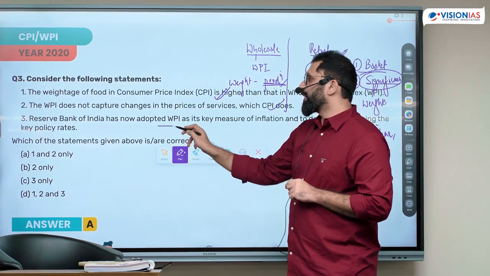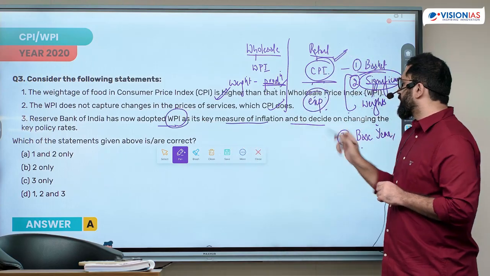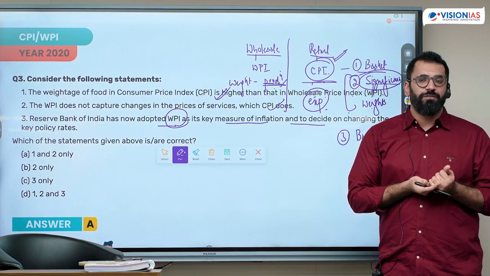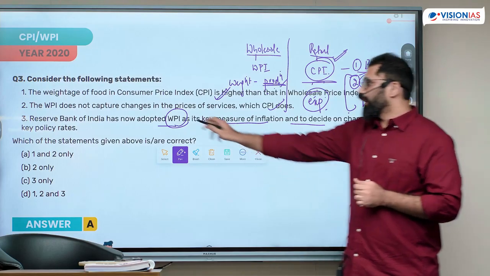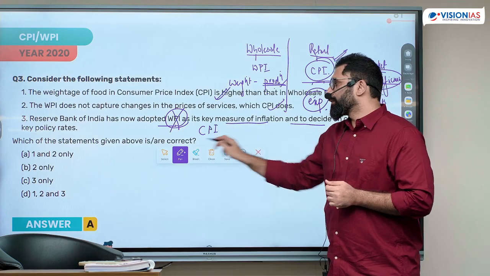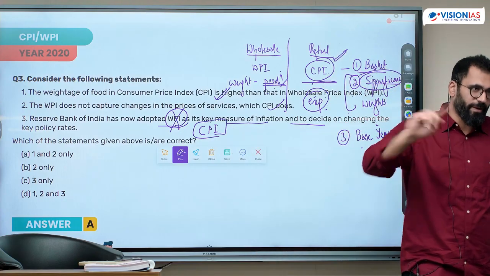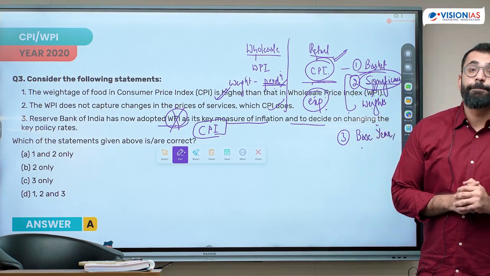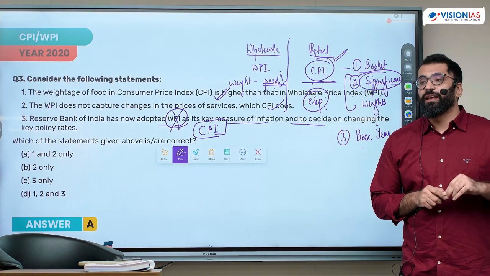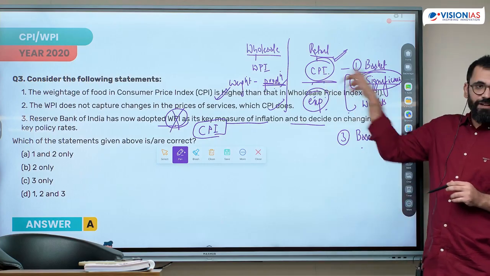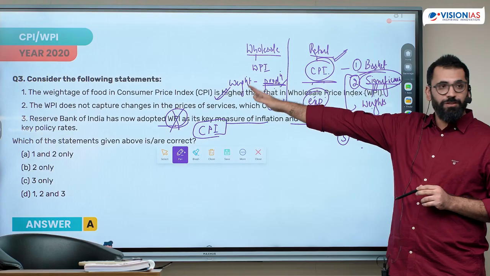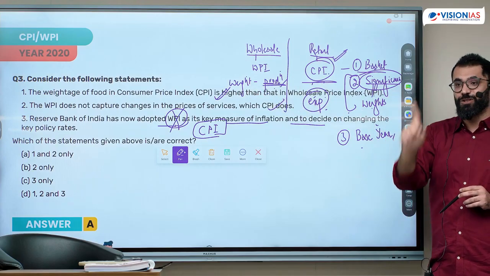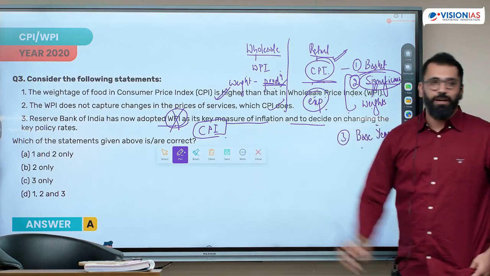This is correct. Reserve Bank of India has now adopted CPI as the key measure of inflation to decide on changing the key policy rate. We discussed this in the Monetary Policy Committee. What have they decided to accept? They do it on CPI. Why CPI, not WPI? Earlier it was WPI. Because this inflation impacts the common man. The inflation in production can be passed on, so we want to know what exactly is the real impact which the consumer faces. This is why you use CPI and not WPI.